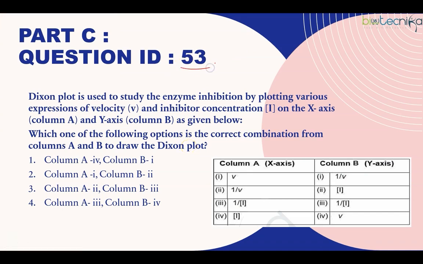Next question ID 53. Dixon plot from enzyme kinetics, subunit 1F. Dixon plot is used to study the enzyme inhibition by plotting various expressions of velocity and inhibitor concentration on the x-axis and y-axis as given below. So they have already given what is there on the x-axis and what is there on y-axis. You just have to find out which form of the particular value is there. So if it is velocity, then what velocity? Only velocity, or 1 by v or 1 by I in x-axis or y-axis? You have to find a combination.